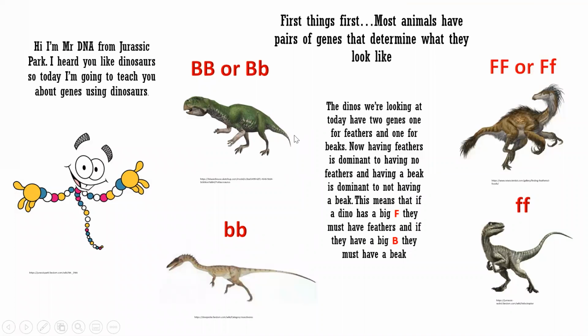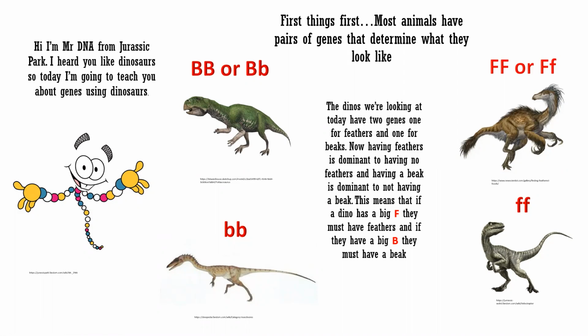Hi, I'm Mr. DNA from Jurassic Park. I heard you like dinosaurs, so today I'm going to teach you about genes using dinosaurs. First things first, most animals have pairs of genes that determine what they look like. The dinos we're looking at today have 2 genes, one for feathers and one for beaks. Now, having feathers is dominant to having no feathers, and having a beak is dominant to not having a beak.